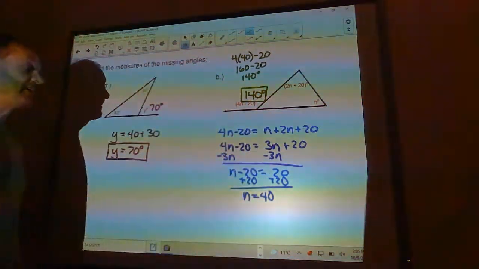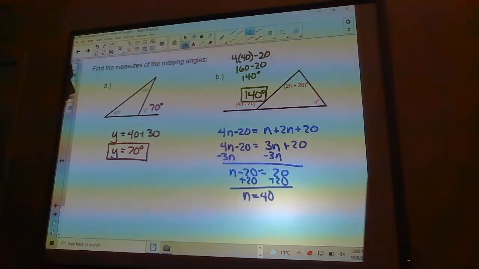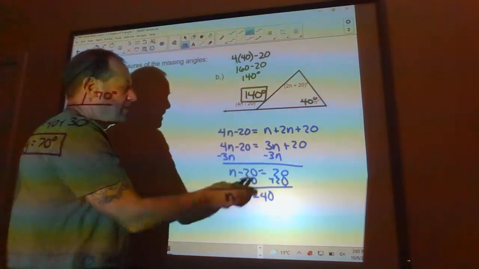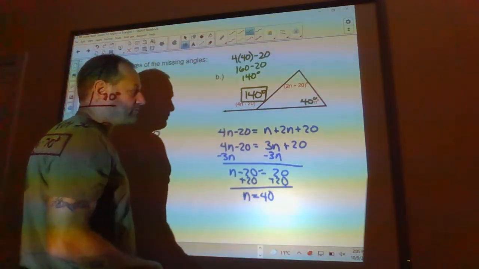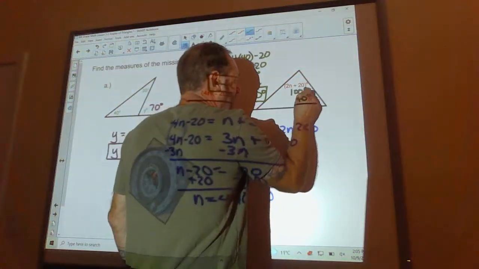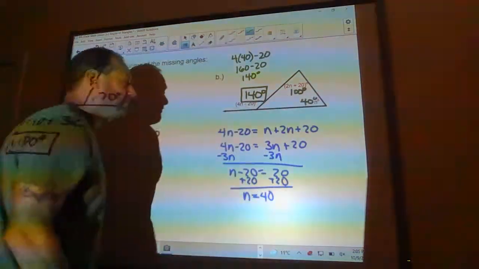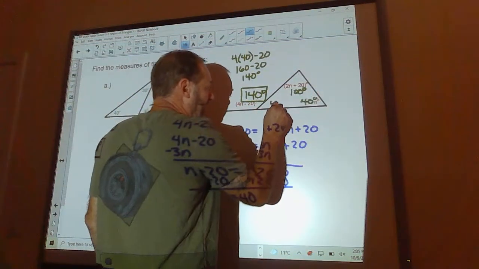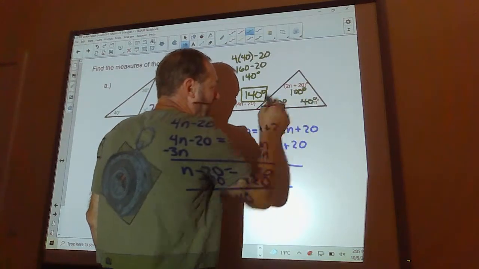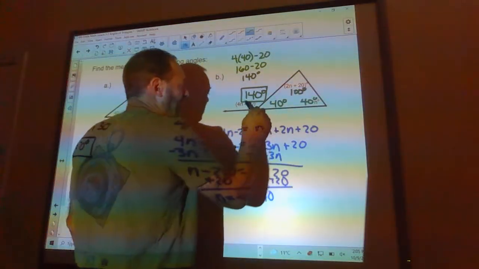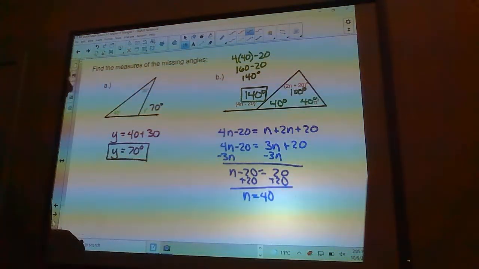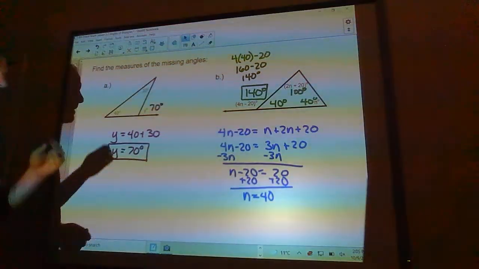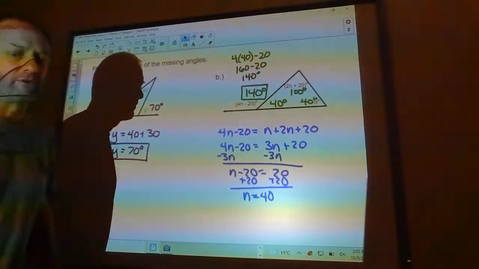It didn't ask me to find the other ones, so I don't have to do that. But I could. I know that this angle is 40 degrees, because it's the same as n. This angle here would be twice 40 degrees, which would be 80, plus 20, which would be 100. And guess what, folks? 40 plus 100 is 140, so I win. And additionally, I could figure out what this angle was right here. This also has to be 40 degrees because those three angles have to add up to 180, and these two angles have to add up to 180. So this is a big win all around right here. That's how you know that you got it right, is because everything fits together perfectly.